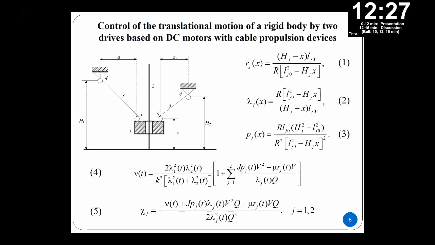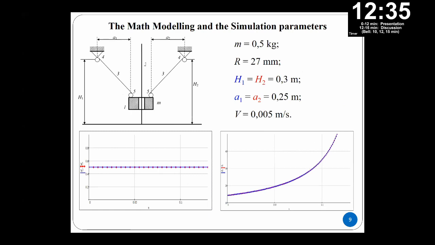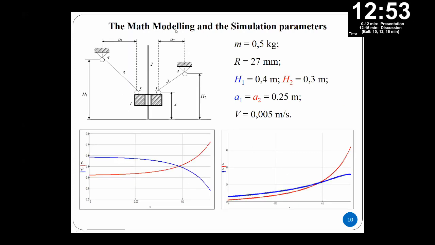Yes, okay. We have some computational scheme. We have mass modeling with symmetrical geometric parameters of the kinematic scheme and asymmetrical. When we have a symmetrical kinematic scheme, the forces will be similar. For the case when we have asymmetrical geometric parameters, the distribution of forces between the DC motors, we have two DC motors, is presented on the graphs. This graph illustrates the distribution of coefficients chi, and this graph illustrates the distribution of the control parameter u, which in our case is the voltage of the DC.